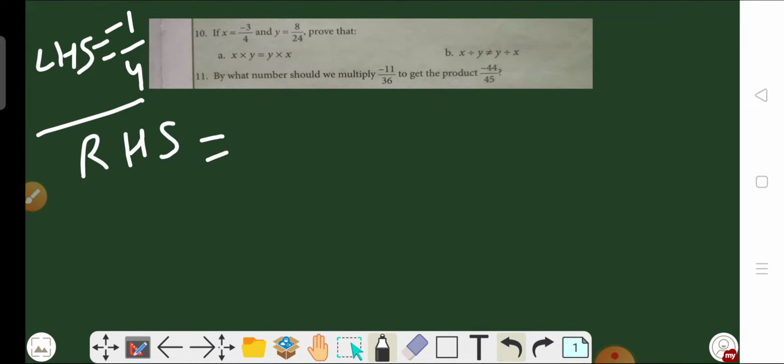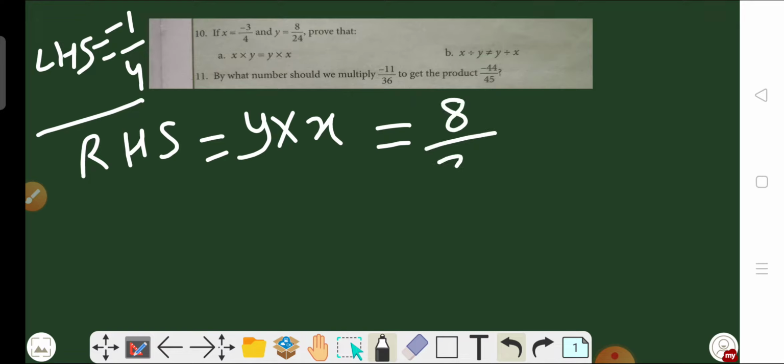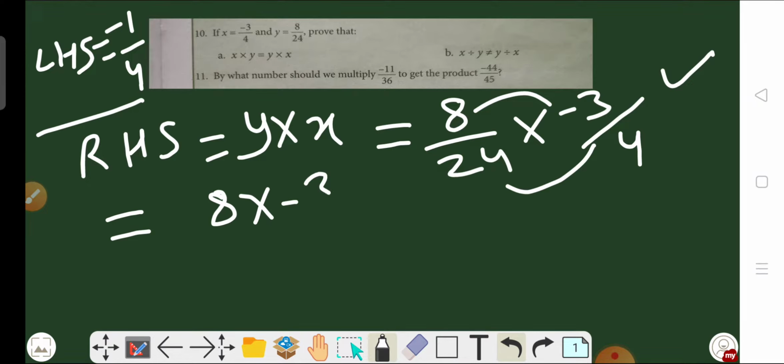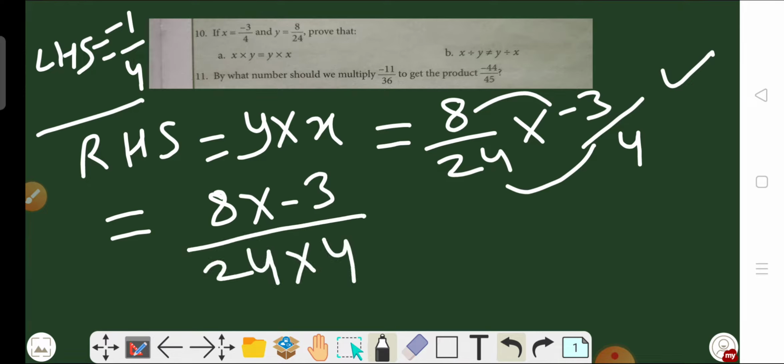So the right hand side is equal to y into x. Again we have to put the value of y and x. So the value of y is 8 by 24 and x is minus 3 by 4. Again both are rational numbers and we have to find their multiplication. So multiplication is done from numerator to numerator and denominator to denominator. So the multiplication is 8 multiplied by minus 3 by 24 multiplied by 4.